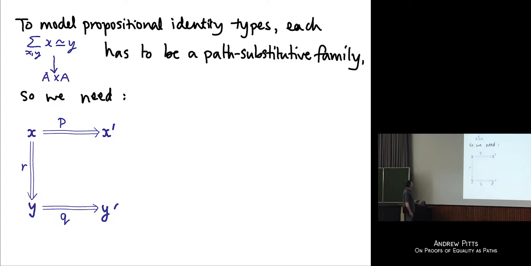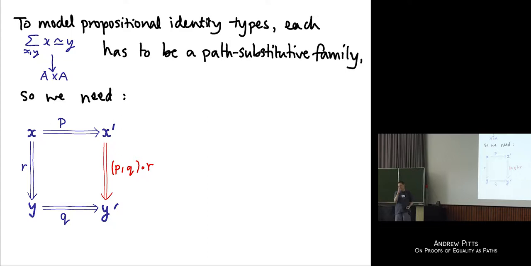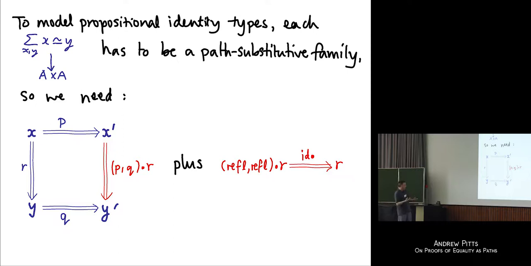So I have two pairs, X and Y, X prime and Y prime. I have a path from one pair to another. So I have a path downstairs from this pair to that pair. So that's a pair of paths. A path there and a path there. And then upstairs, I have an element lying over the pair XY. So that's a path from X to Y. Let me call it R. Somehow, we've got to be able to transport R along P and Q to get a path from X prime to Y prime. Right? So that's what the transport property has got to give us for this particular family over A cross A. But moreover, it's got to do it in a way that if we transport along the pair REFL-REFL, there is a path back from that to R. Okay. So how can we do that?